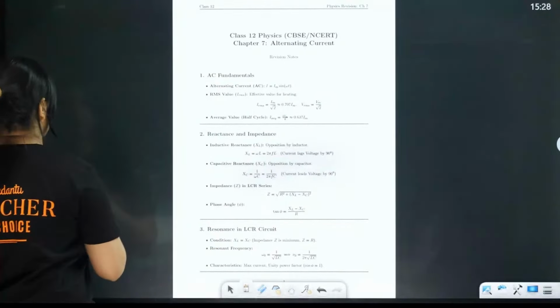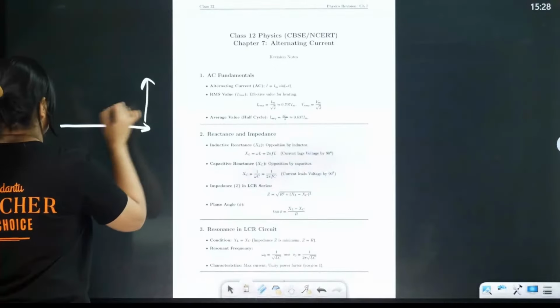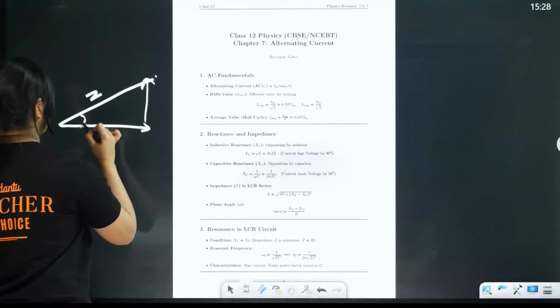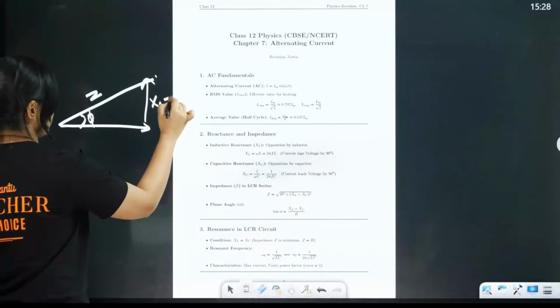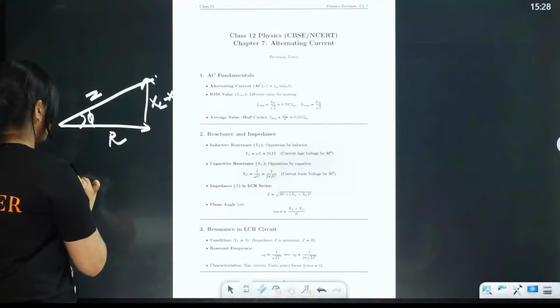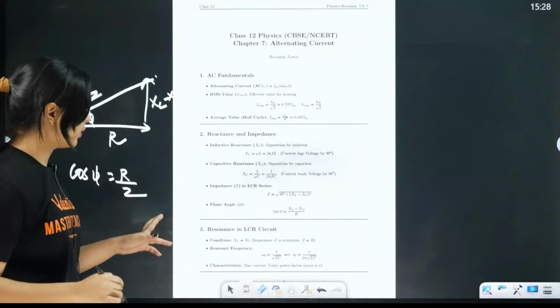So this is how we have this impedance triangle over here. This is phi, this is Z, this is XL minus XC, and this is R. So cos phi is R by Z. Okay, so that relation you should also know.